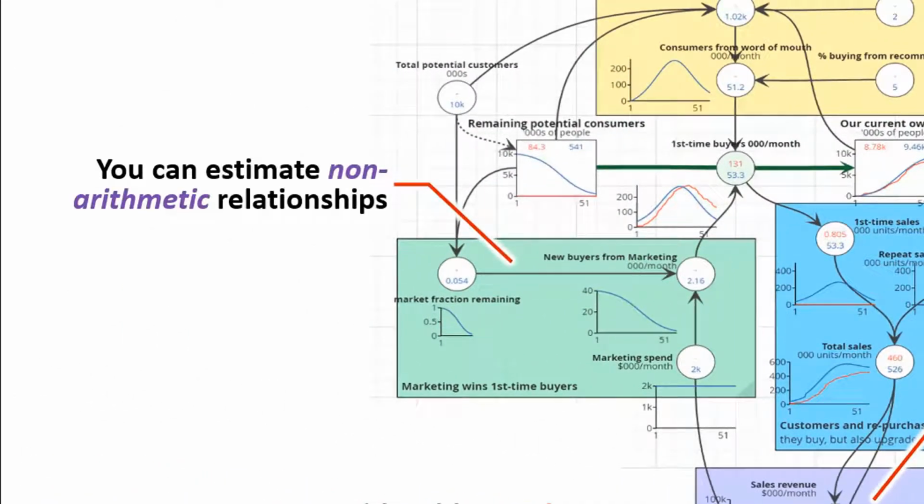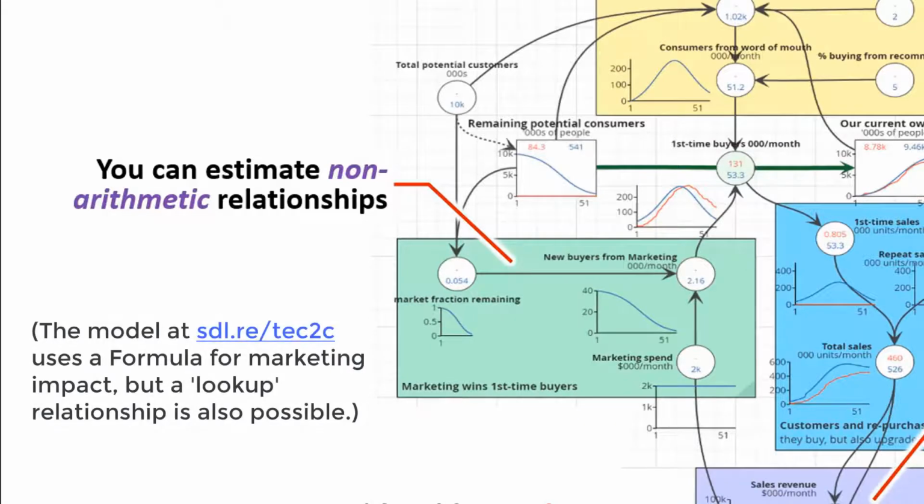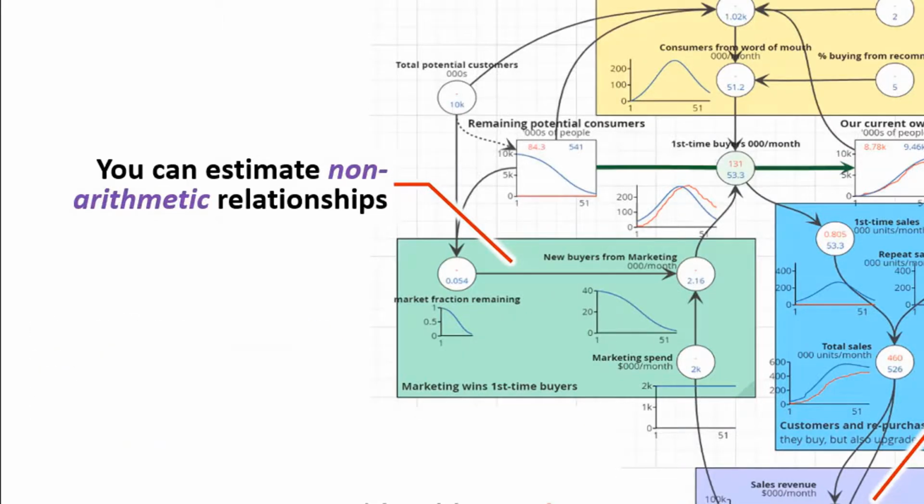Now, sometimes we don't have arithmetical relationships between things. We just know, for example, that as we spend more money on marketing, we will gradually reach a larger fraction of the potential customers. But it's not an arithmetical relationship. It's a kind of sophisticated lookup relationship, much more powerful than you can do in spreadsheets. You can simply sketch how you think marketing reach varies as you spend more money on marketing.